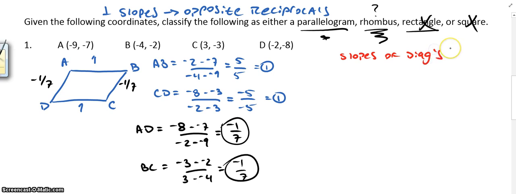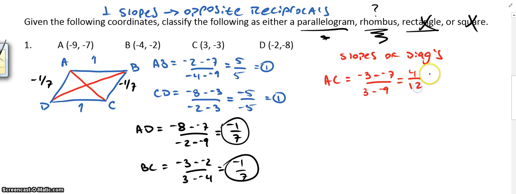And again, if the slopes of our diagonals are perpendicular, we have a rhombus. If they're not, we have a parallelogram. So we're going to test AC and BD. Let's look at AC. We have -3 minus -7 over 3 minus -9. So I get 4 over 12, which simplifies to 1/3.